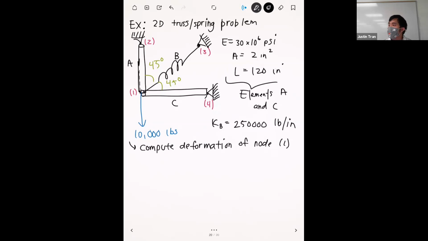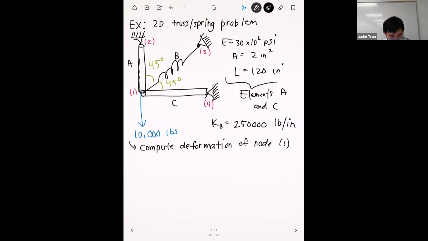Would we need the spring's displacement? What do you mean, the displacement? Kind of like how much is... no, that's what we're trying to figure out. Exactly, right. So we're going to be solving for that displacement. Depending on what the deformation is at node 1, that's going to tell us how much the spring is deforming. Yep.